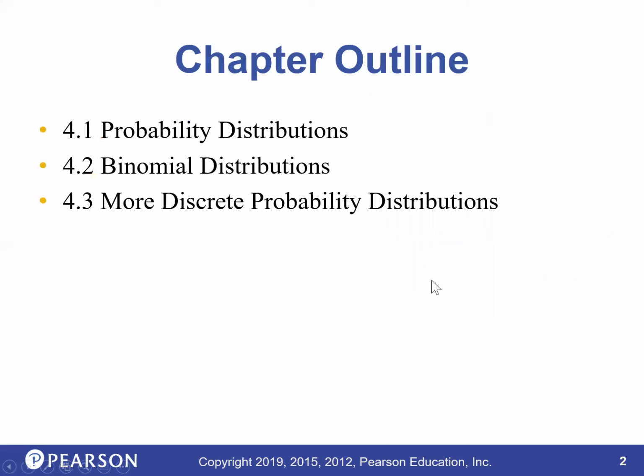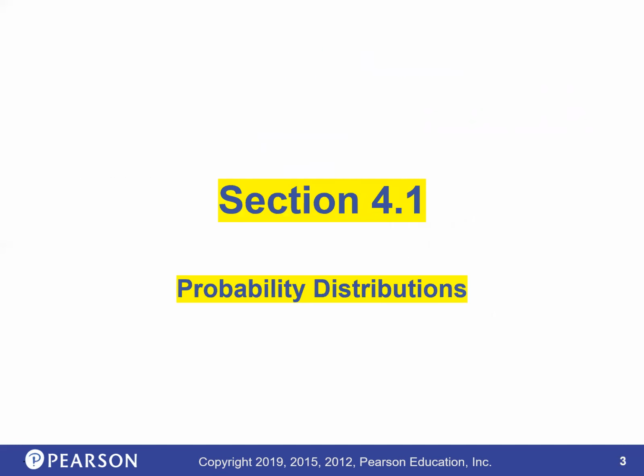Chapter outline real quickly: probability distributions, which we're going to talk about first. Then binomial distributions in 4.2 if we get there today. And then 4.3, the last one, is some more stuff we haven't covered yet, kind of like chapter 3. So 4.1, probability distributions. If you want to take notes, go for it. The highlighted sections are the more important stuff you should write down, and the rest you don't need to write down as much.